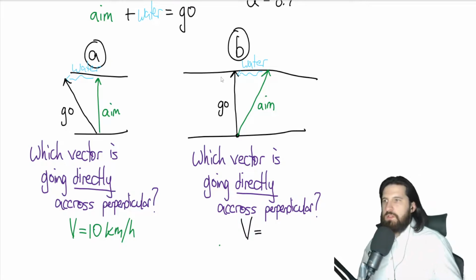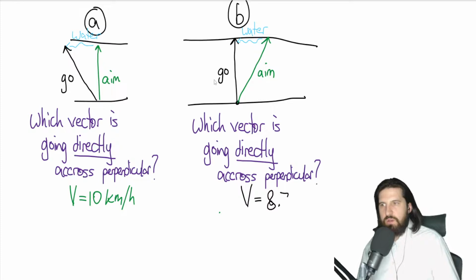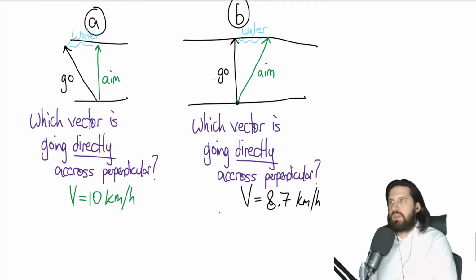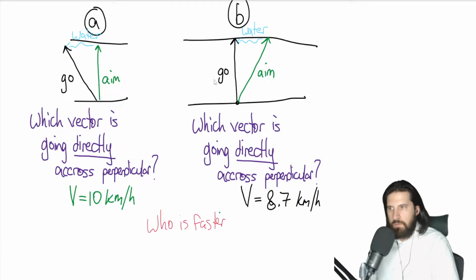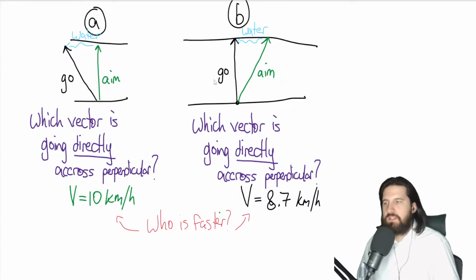Cool. So we say the velocity 8.7 is the one going directly across, right? So who's faster? That's what they ask you now. The faster one is the green one because it's going 10 kilometers per hour. Good, but careful because green is kind of in both, right? So tell me the number of who is faster. The 10 kilometers an hour, right?